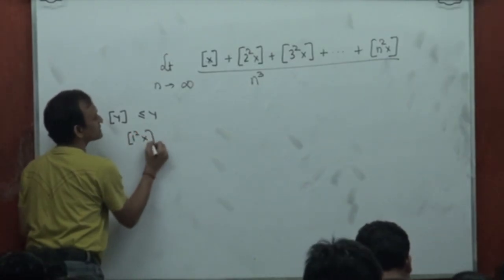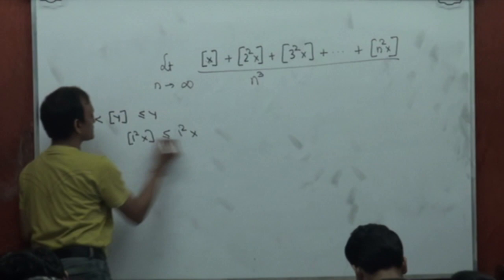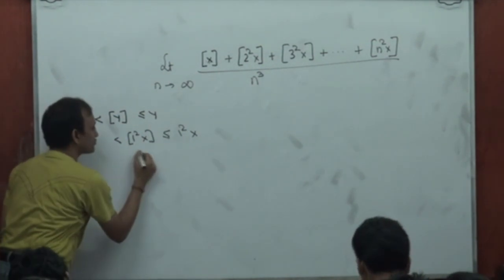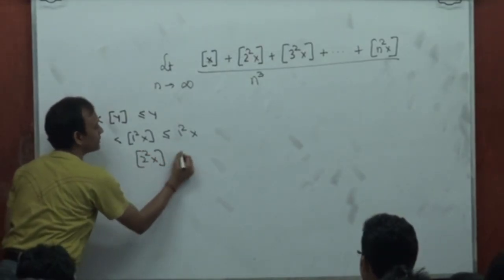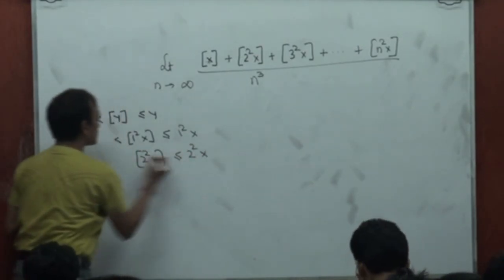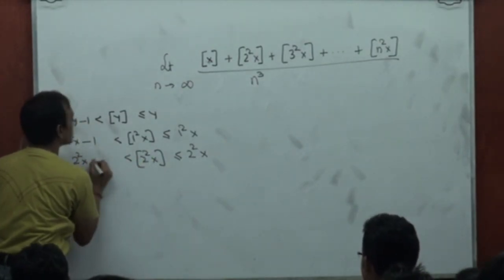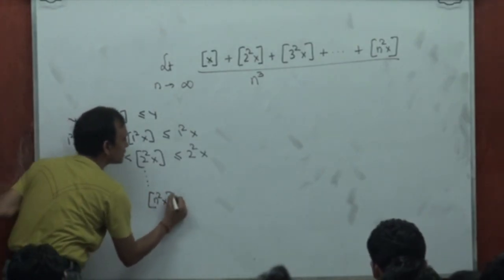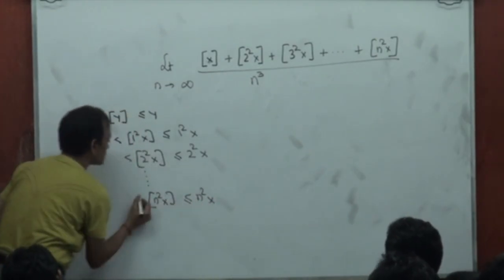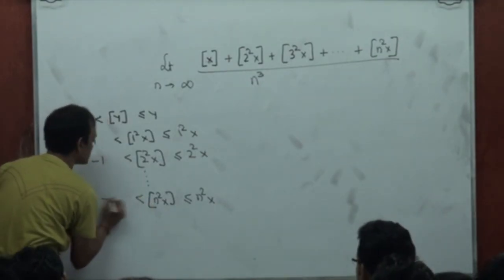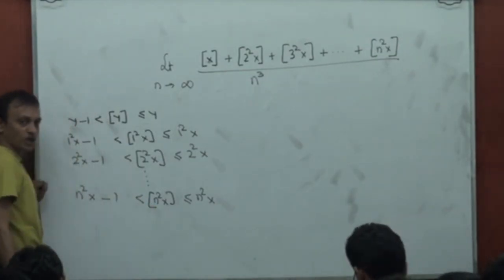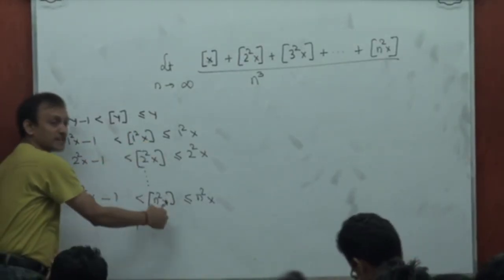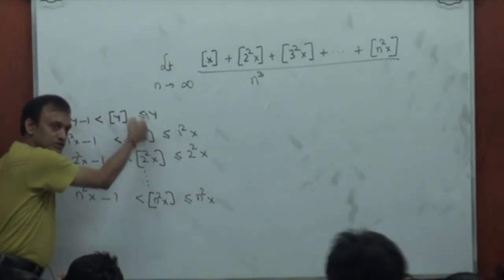floor of 1 squared x will be less than or equal to 1 squared x, which will be greater than 1 squared x minus 1. Floor of 2 squared x will be less than or equal to 2 squared x, which will be greater than 2 squared x minus 1. Going this way, floor of n squared x will be less than or equal to n squared x, which will be greater than n squared x minus 1. Yes or no? From this property, replacing y by 1 squared x, 2 squared x, n squared x, add all of this.